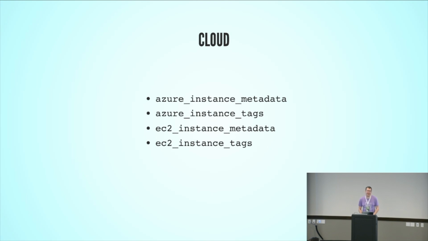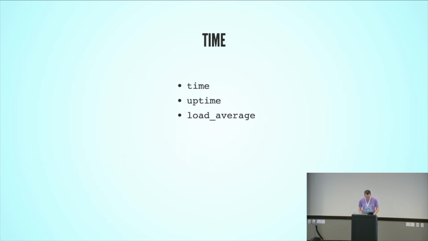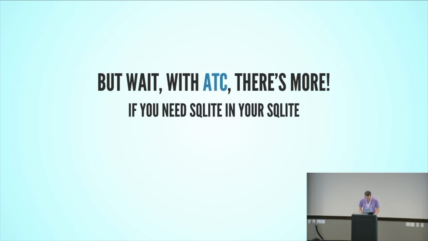If you're running in AWS or Azure, you have a couple of tables there as well. And if you need to read configuration, whether that's the Windows registry or Mac OS plists, or even figuring out what kernel modules are enabled, you can do that. And you can even figure out what the system thinks the time is, how long it's been up, and the other piece of your uptime, the load average.